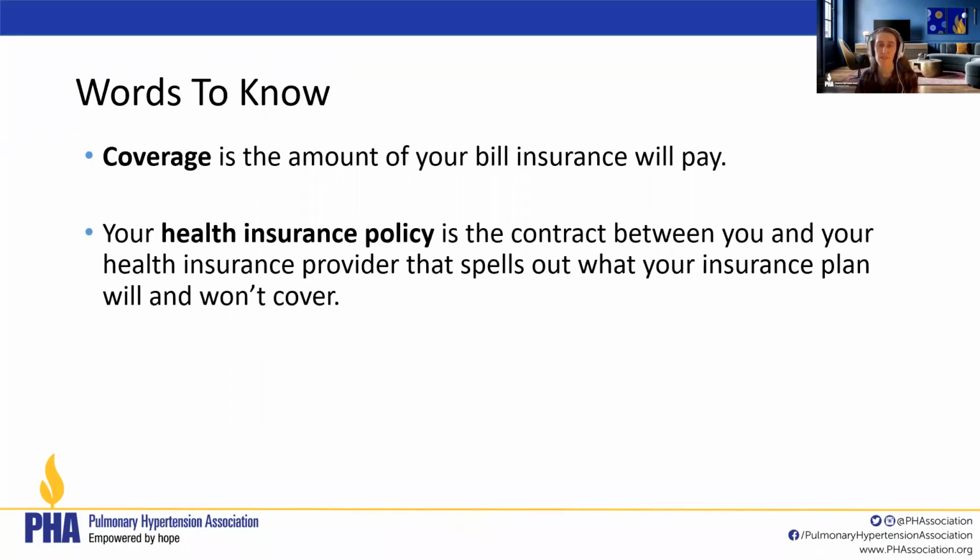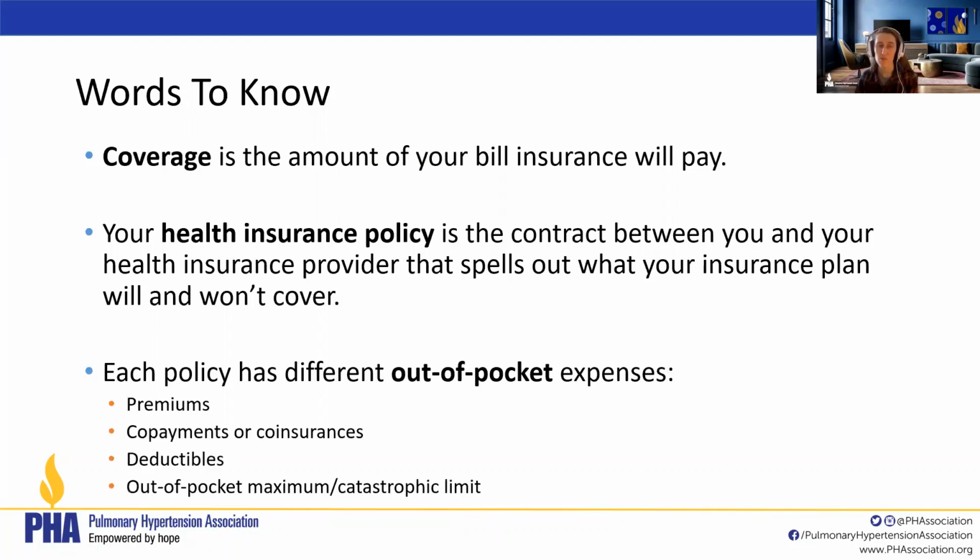Each policy is going to have a different out-of-pocket cost as well. So that's going to be basically what you have to pay and not receive reimbursement for. There's a couple different types of expenses. We talked about the premium already. Your policy also is going to have a specific amount you have to pay for specific services. That could either be a copayment or coinsurance. So copay would be where it's a specific set amount that you're paying for a covered service, while coinsurance would mean you're paying a set percentage of the cost of a covered product or service.